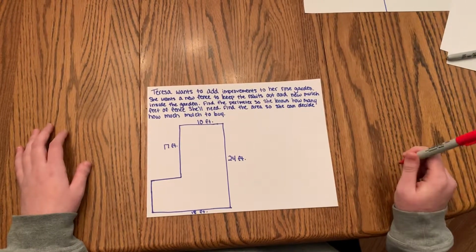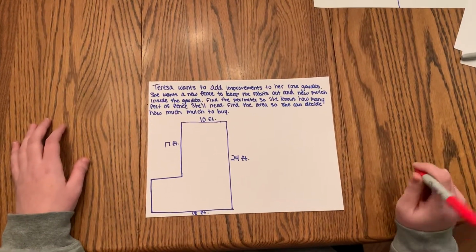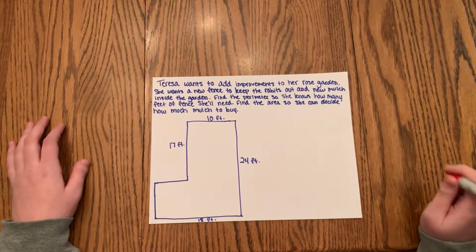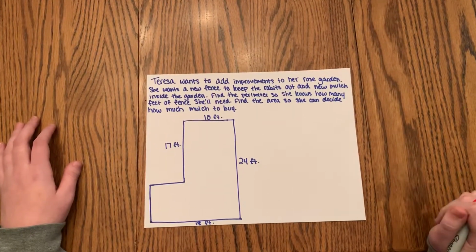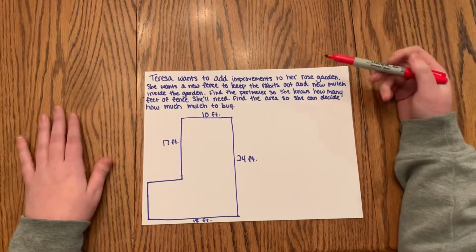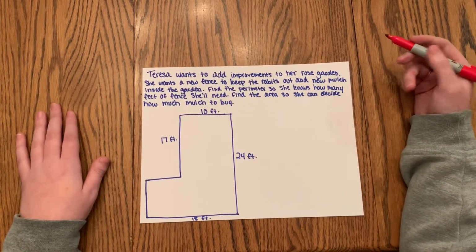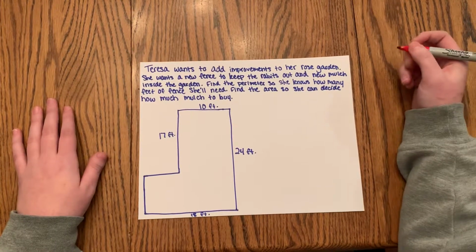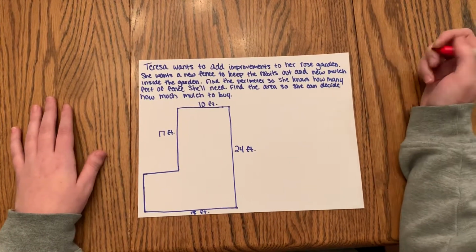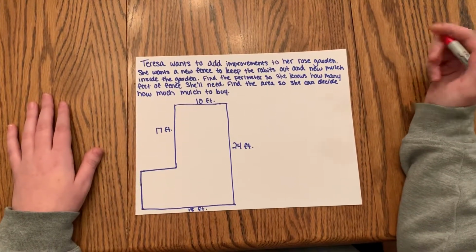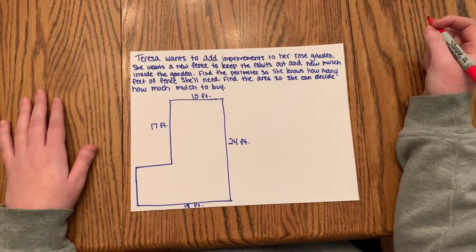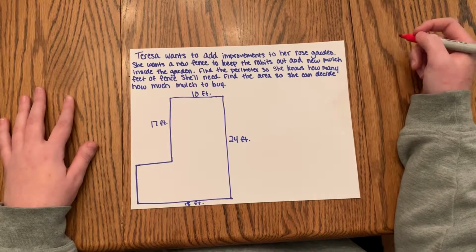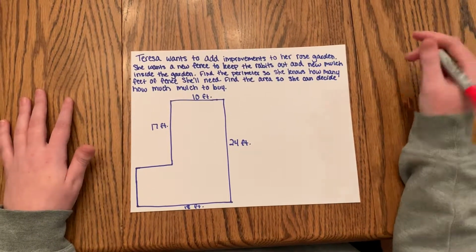Hi everyone, today we're going to be working on finding the perimeter and area of an irregular shape. So, this is our problem. Let's read it together. Teresa wants to add improvements to her rose garden. She wants a new fence to keep the rabbits out and new mulch inside the garden. Find the perimeter so she knows how many feet of fence she'll need. Find the area so she can decide how much mulch to buy.